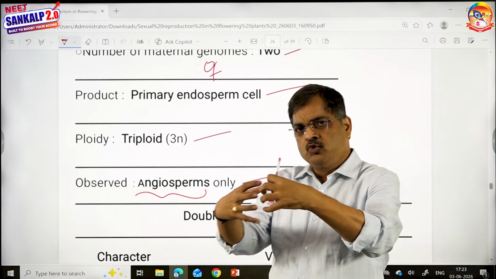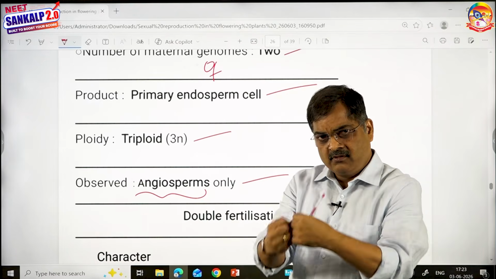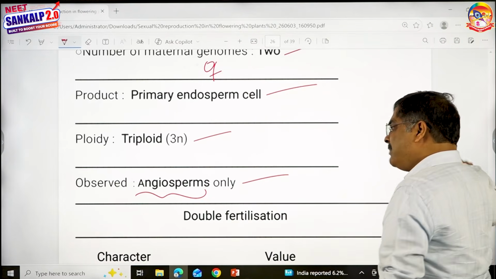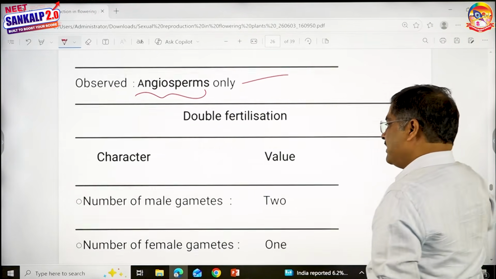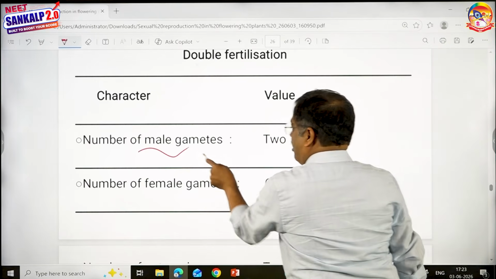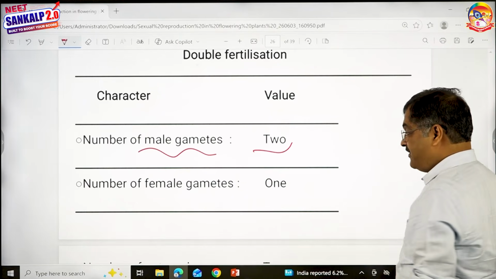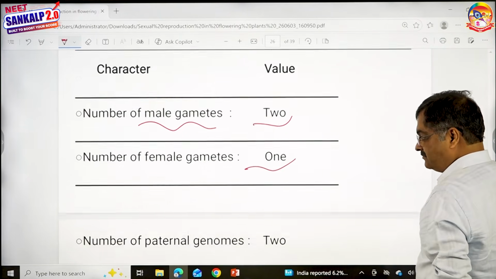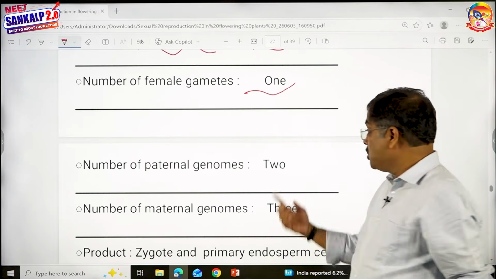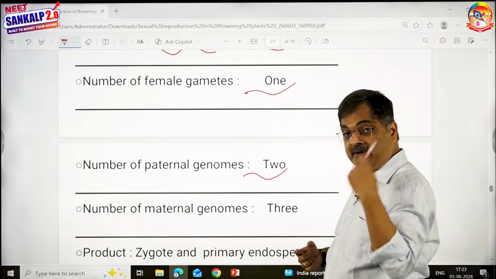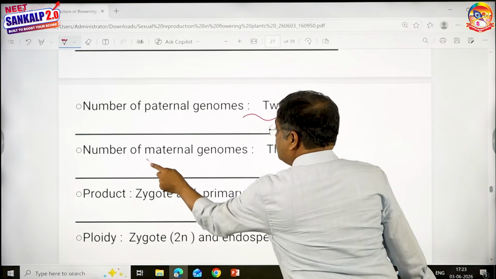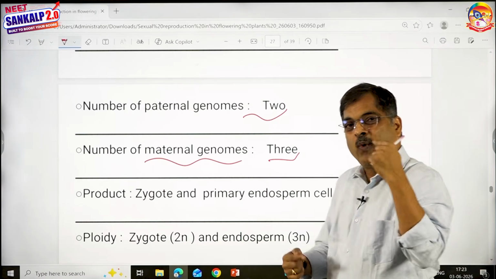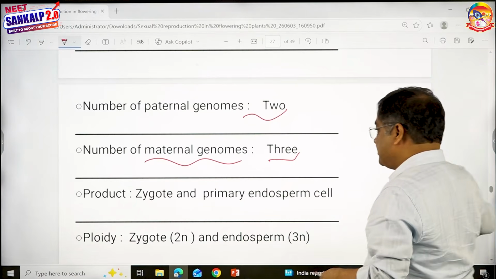And what are these two put together called? Syngamy and triple fusion: double fertilization. Very simple. The number of male gametes involved will be 2. The number of female gametes involved will be 1. Number of paternal genomes 2, because there are 2 male gametes. Number of maternal genomes 3: 1 egg cell, 2 polar nuclei, 3.